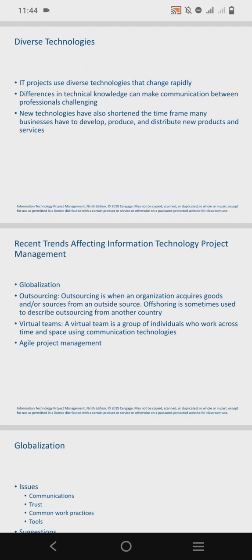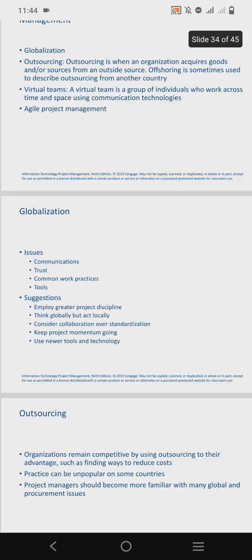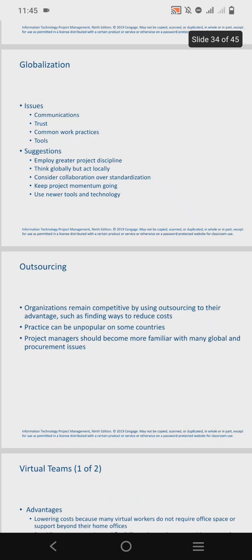And then there is the virtual team. A virtual team is a group of individuals in different locations who work and collaborate together using communication technologies. And then there is agile project management. There are issues associated with globalization, such as communications, trust, common work practices, and tools. To tackle these, there are suggestions such as employing greater project discipline, and thinking globally but acting locally. Collaboration needs to be considered instead of standardization. Newer technology and tools should be utilized, and the project momentum should be kept going.